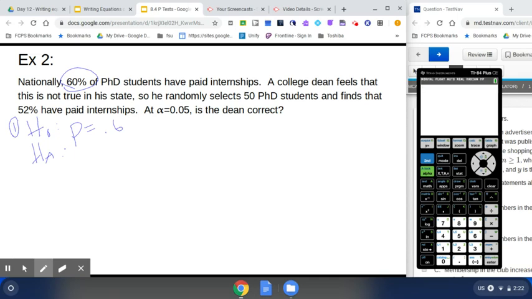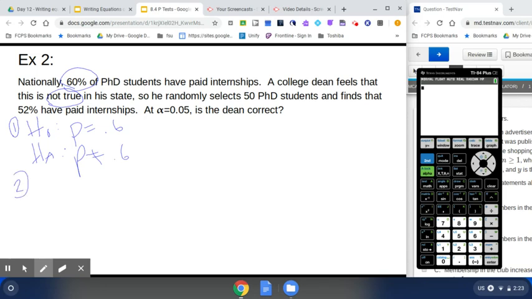The alternative, I look to see if there's any keyword that would indicate a direction. The only thing is that it says a college dean feels that this is not true. So there's no less than, no greater than. He just doesn't think that that 60% is right. So not true is indicating a not equal to case. Remember that if there's no direction indicated, we stick with the not equal to case.